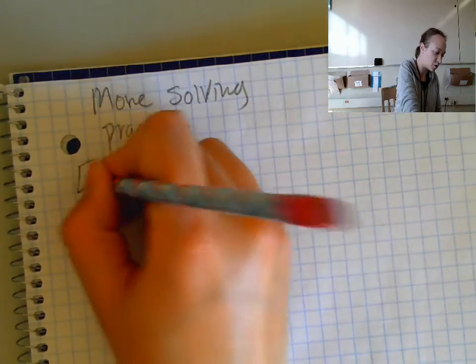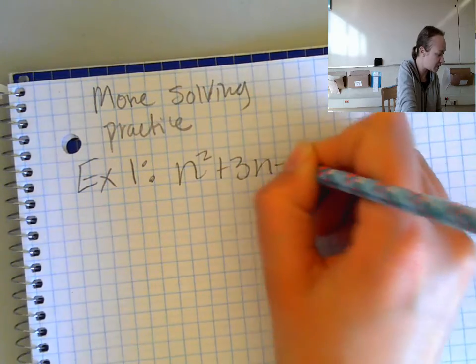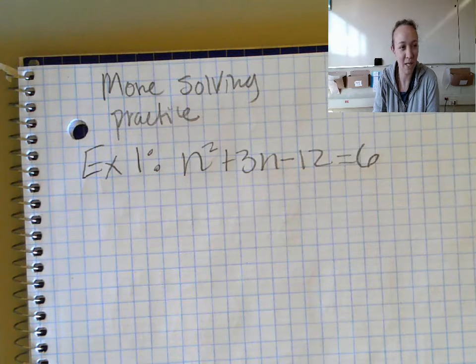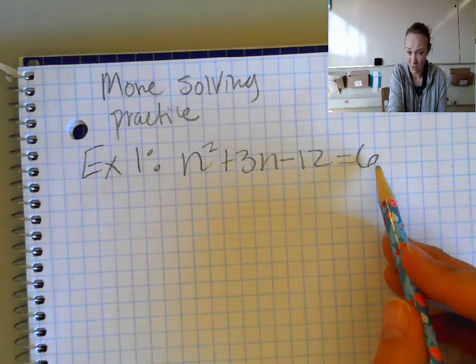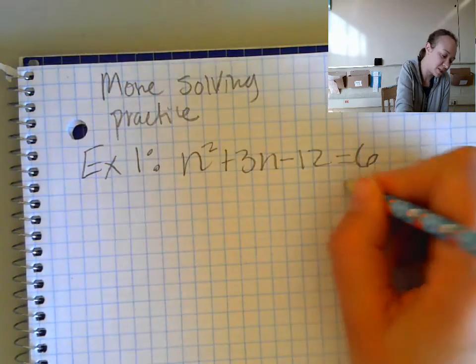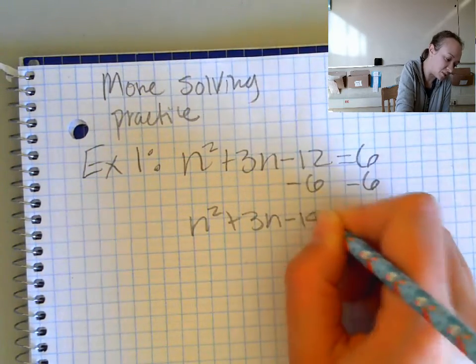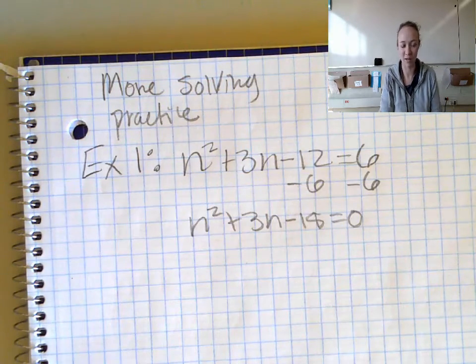Okay? So example 1 is going to be n squared plus 3n minus 12 equals 6. Solve it, please. Press play when you're done. All right, so did you start by noticing that this equals 6 instead of 0? Big deal. Got to make sure it equals 0. So your very first step is to subtract 6 from both sides. N squared plus 3n minus 18 equals 0. And then you solve this one using a box and diamond. I'm going to do that, speed it up.